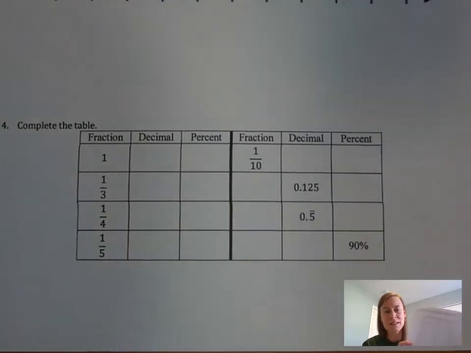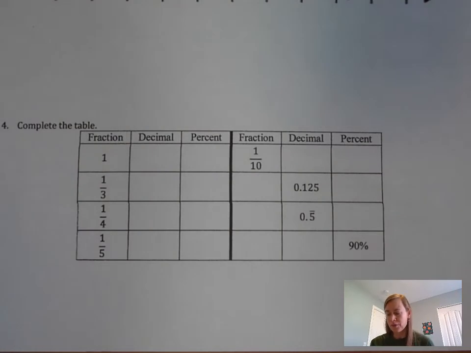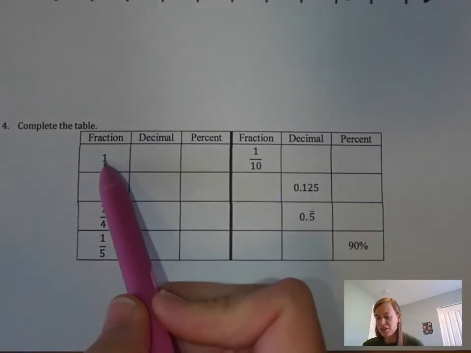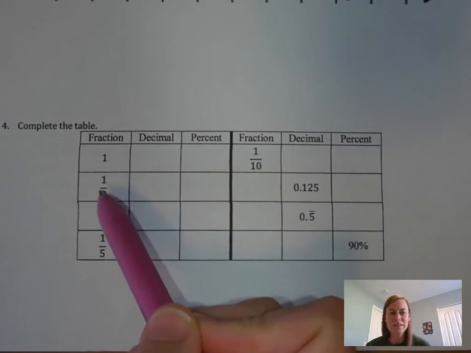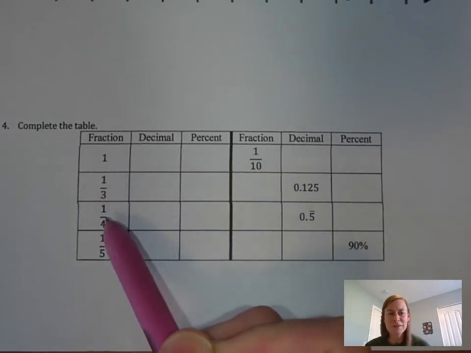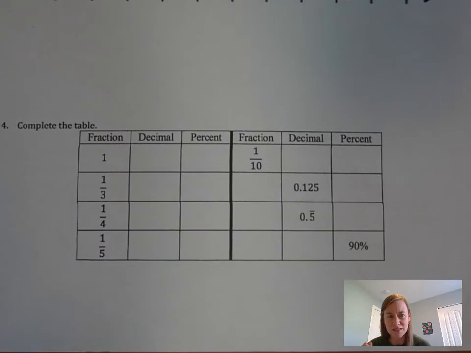Just in case you're wondering, these are the tables that I'm talking about. They look kind of like that, and there's a couple of them. Okay, so complete the table. Now they give you the fraction of 1. That's really not a fraction. You know what? Let's start with 1/4, because I feel like this one is pretty concrete.